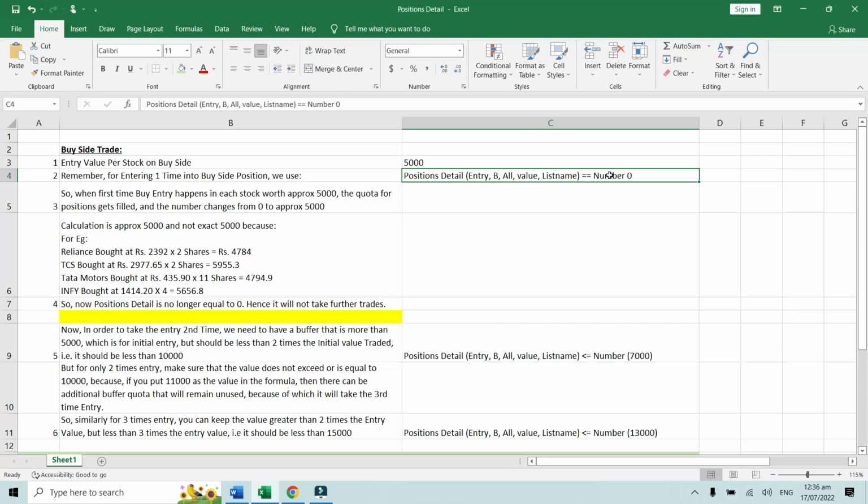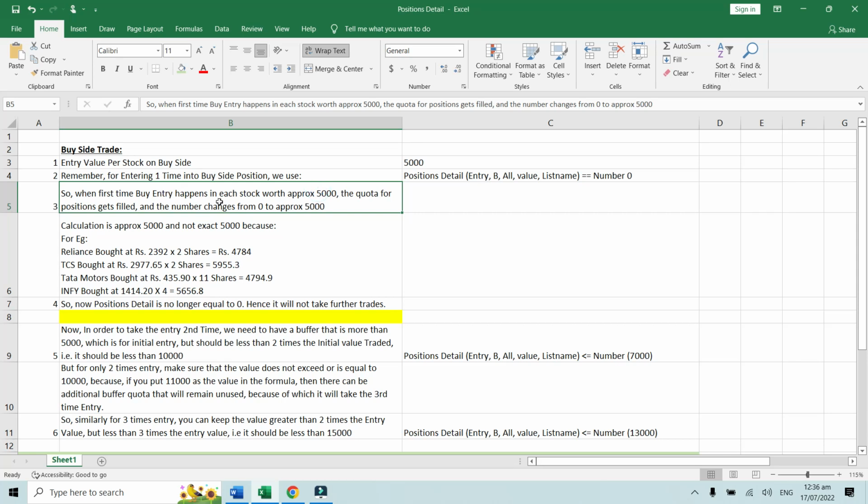Whenever this is filled, for example, if shares get traded for worth 5,000 rupees, then in that case this positions detail number will be around 5,000. It will not be 0. So that's the reason it will restrict the trade the second time when we use this particular formula, that is positions detail entry by all value list name equal to 0. When the first time entry buy happens in each stock worth approximately 5,000, the quota for positions gets filled, right? And the number changes from 0 to approximately 5,000. So that is the reason why this gets filled.